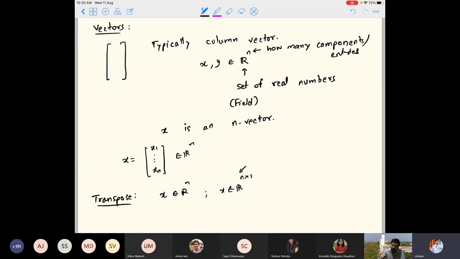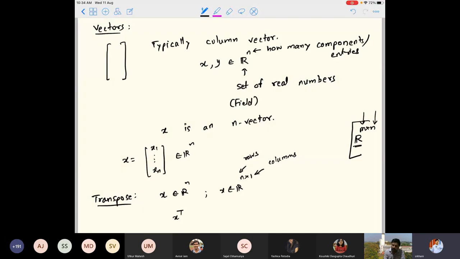So when I use this notation, it tells how many rows and how many columns. Later on, I will generalize this symbol to matrices. When I say Rm cross n, I am talking about a matrix of size m by n with entries coming from real numbers. What is m? M is the number of rows and n is the number of columns. That's the notation I use for matrices.